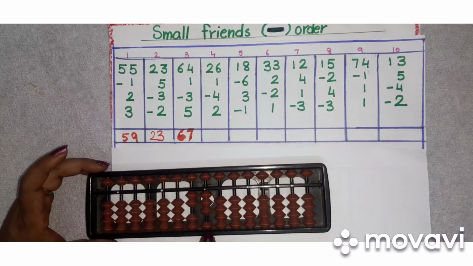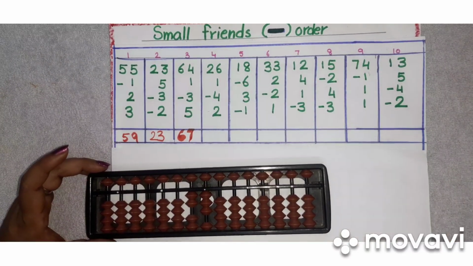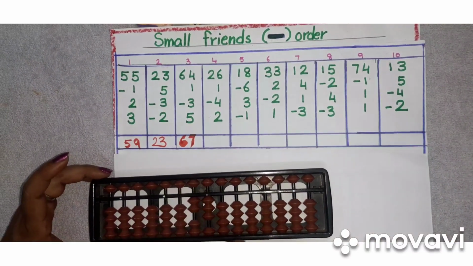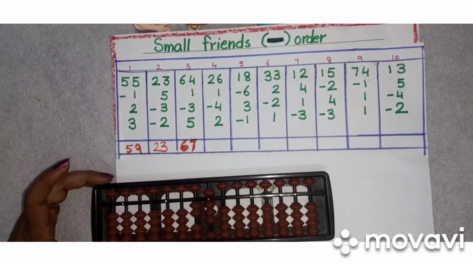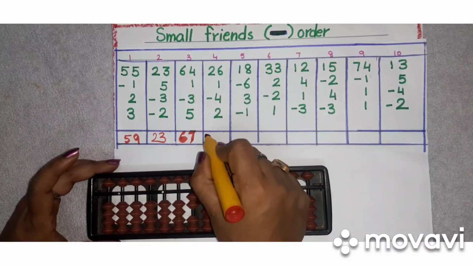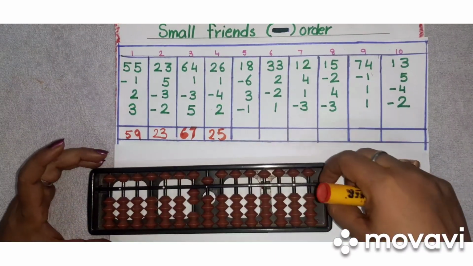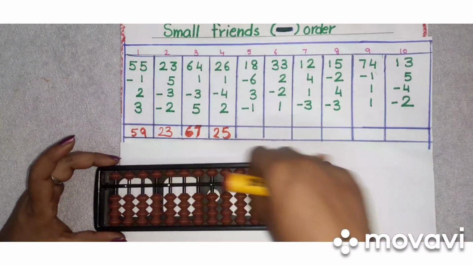Now about 2. Can we add 2? No. That means it is small friend add order. 2's friend is 3. If it is add order, we are going to call add your boss 5 and less your friend 3. 2, 5, 25. Now children, for the add order, you have to go to the previous video which we have taught for you.